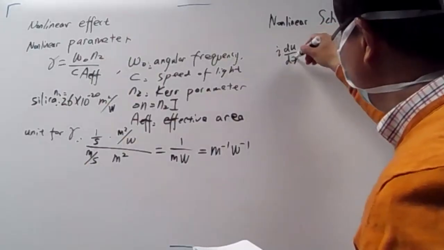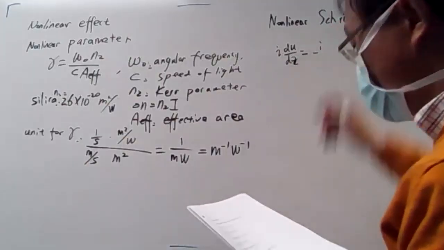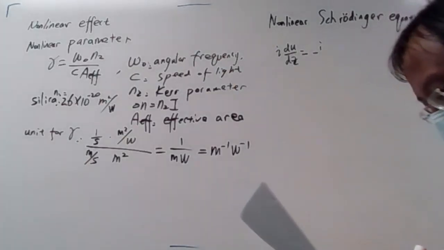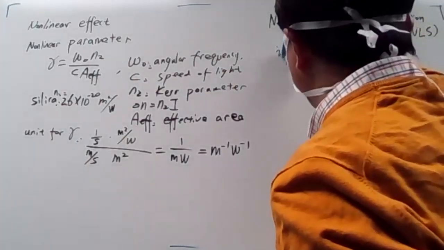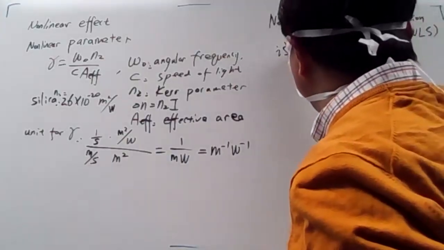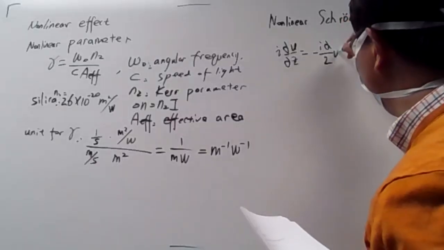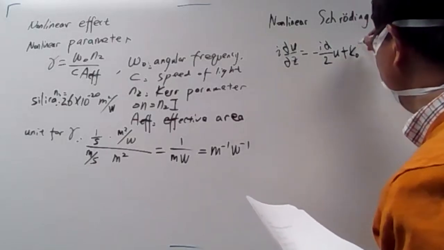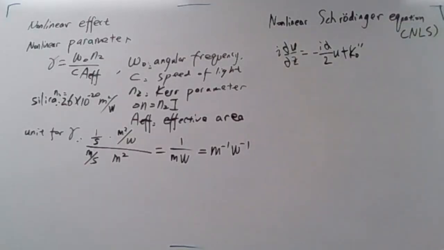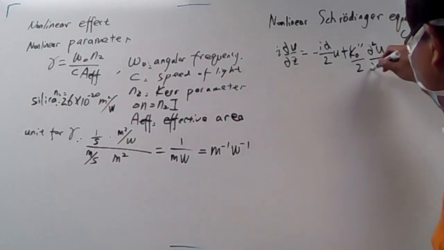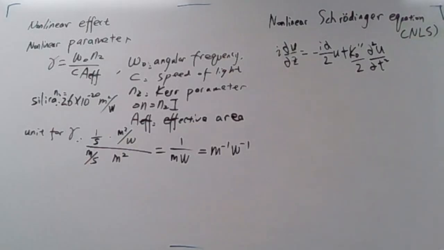Okay, so the equation looks like i du/dz. Let's use partial derivatives, sorry. Partial u, partial z equals negative i alpha over 2 u, and then plus k naught double prime, that's our old friend, k naught double prime, divided by 2, remember this divide by 2, partial squared u, partial t squared, second derivative, and then minus gamma, absolute value of u squared, times u.